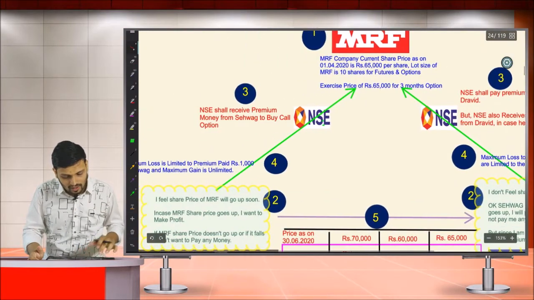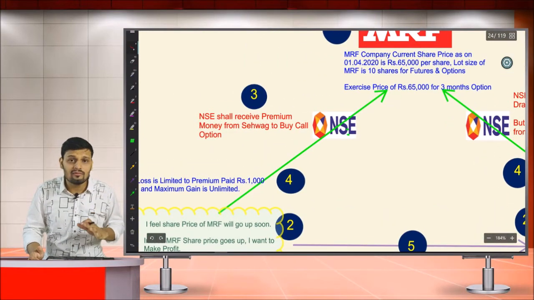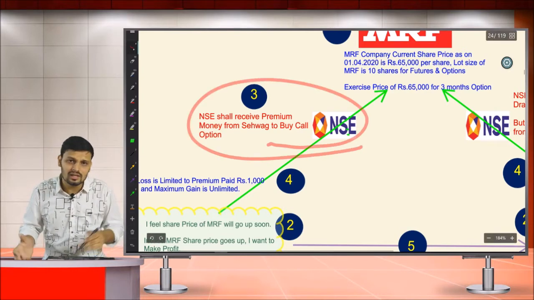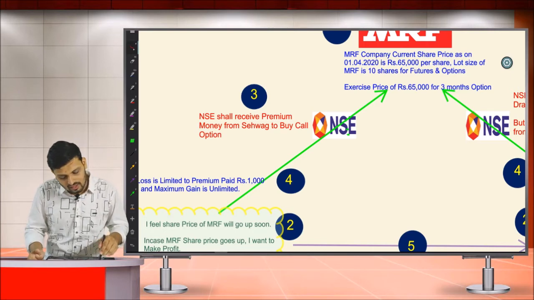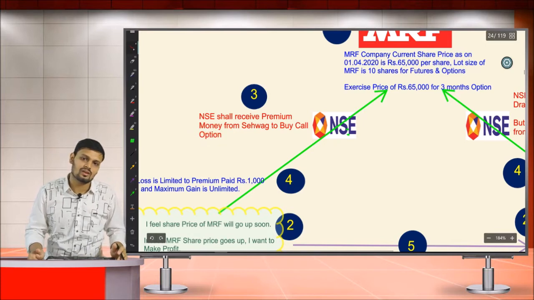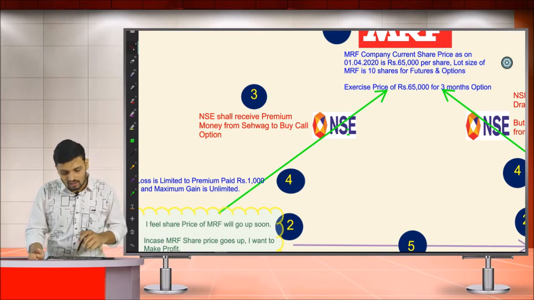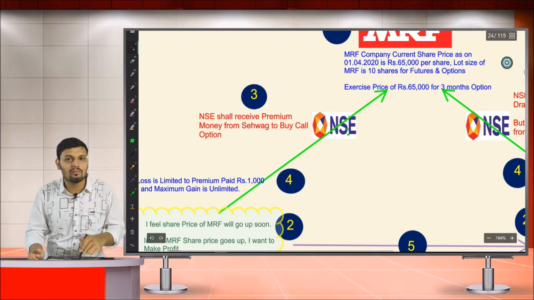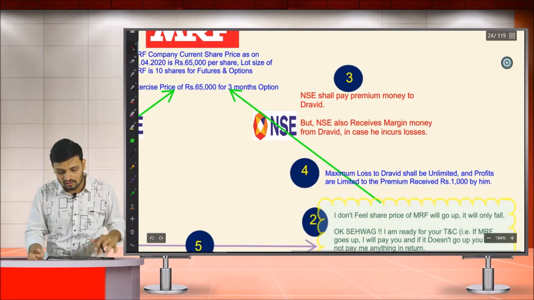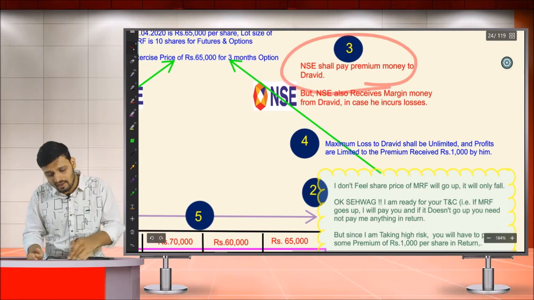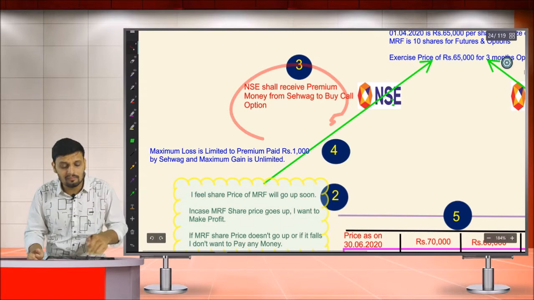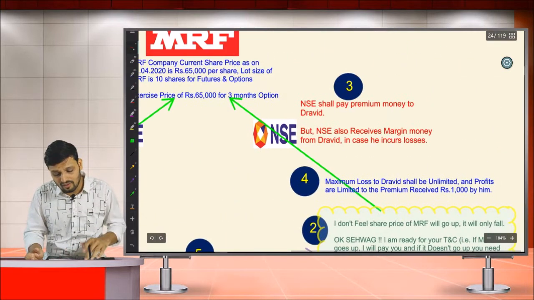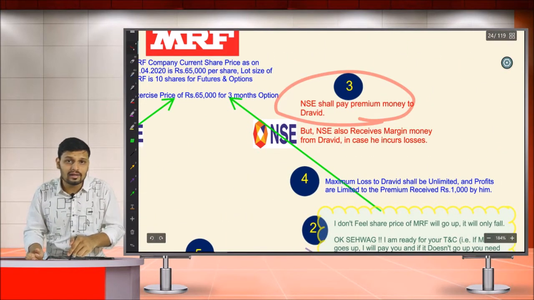So point 2 has been discussed. The same way, National Stock Exchange or Bombay Stock Exchange, wherever you are entering into the futures contract, shall receive premium money from Sehwag to buy call option. So who will receive premium? National Stock Exchange will receive premium from whom? Sehwag. And NSE shall pay money to Dravid. Right? So from Sehwag they will receive what? Premium. And to Dravid they will pay what? They will pay premium money.